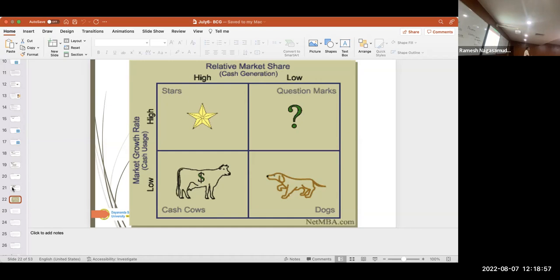For whatever reason, their market share is high. But overnight, people are not drinking 10 liters of milk and 20 liters of milk, and the consumption is not growing. Once in a while, you might order a paneer, but that's beside the point. So this is a cash cow.